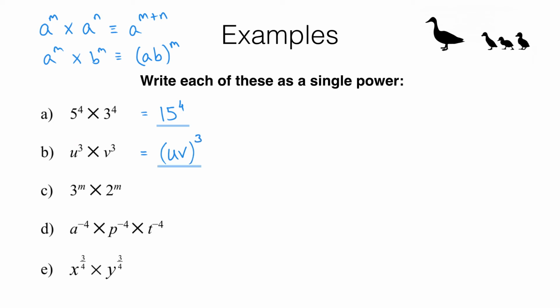Pause the video and see if you can answer the remaining questions. Here are the answers. Hopefully question D didn't catch you out. The idea behind it is still based on this same principle. We've got a product of powers where we've got the same index, and what we can do is keep that index the same but multiply the bases together. So A times P times T just gives us APT.